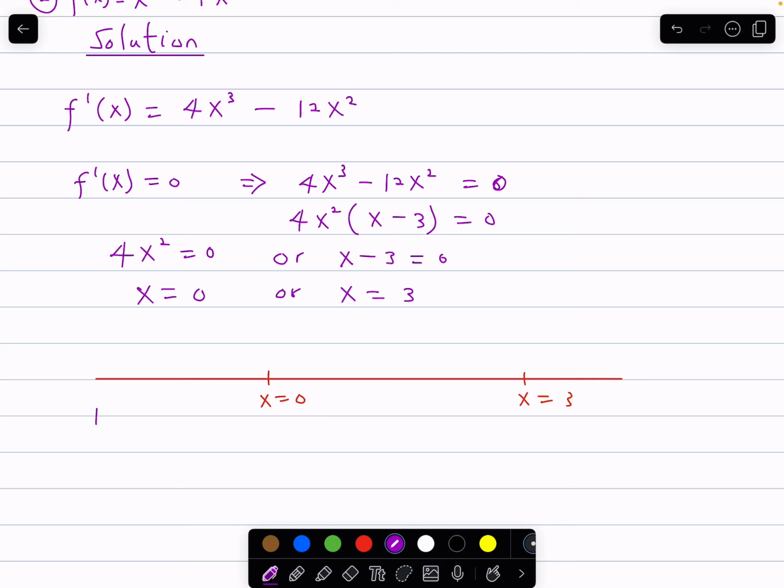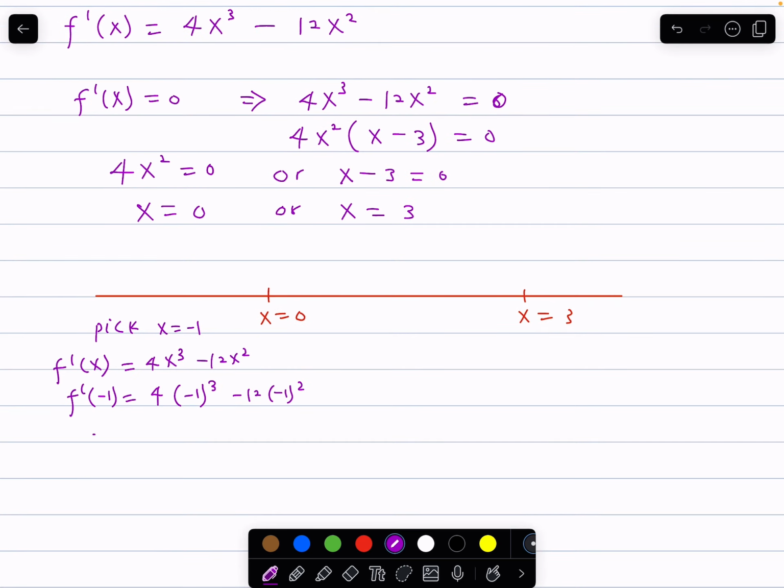So to the left of 0, I'm going to pick negative 1. So pick x equals negative 1. I'm going to plug it into the first derivative. My first derivative is f prime of x equals 4x cubed minus 12x squared. So if I plug in negative 1, I get 4 times negative 1 cubed minus 12 times negative 1 squared.